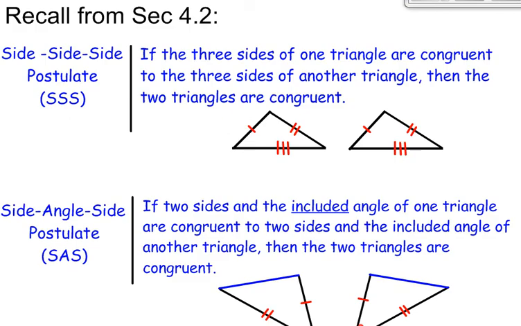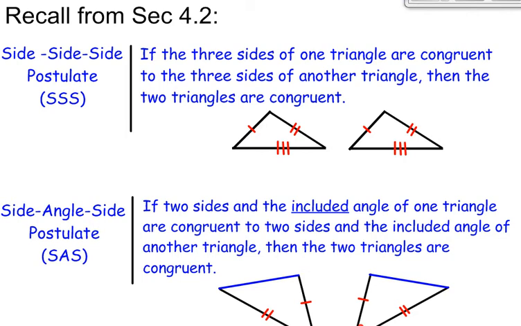If you recall from 4.2, we learned the side-side-side postulate, and what the side-side-side postulate told us in short was that if the corresponding three sides of two triangles are congruent, then the triangles are congruent. Okay, and you can see the picture there. And then the side-angle-side postulate told us that if we had two congruent sides and the included angle is congruent, then we again can show that those two triangles are congruent.